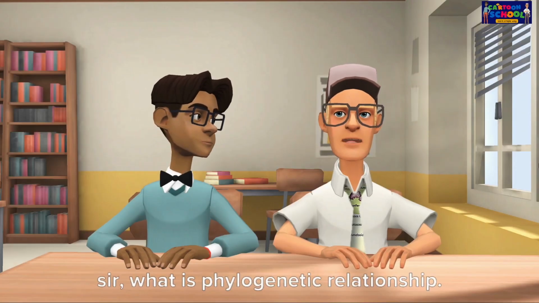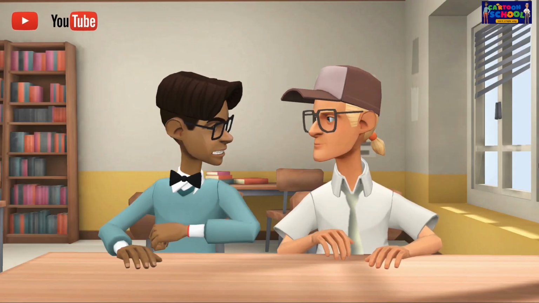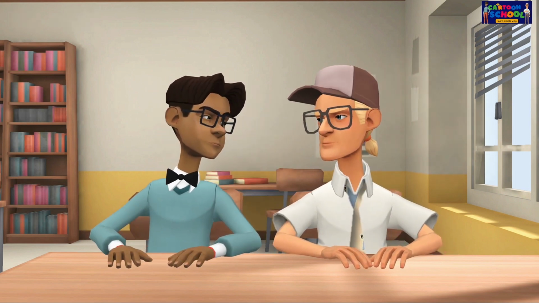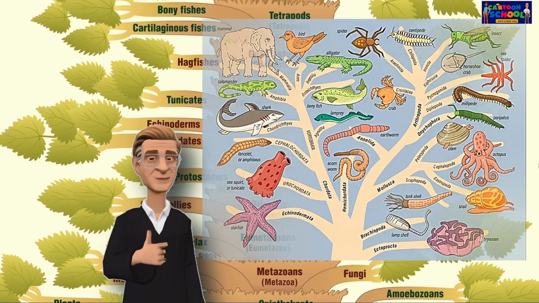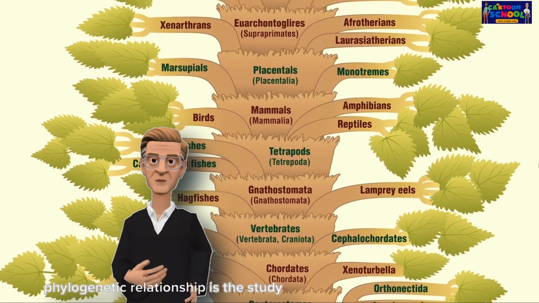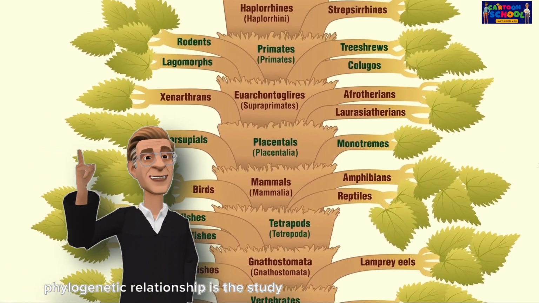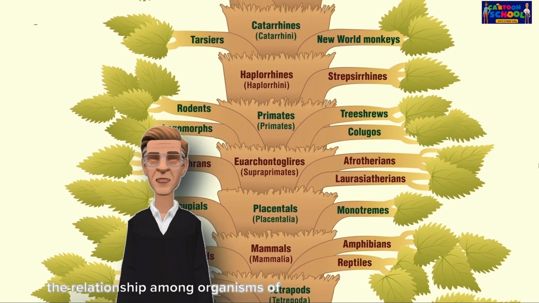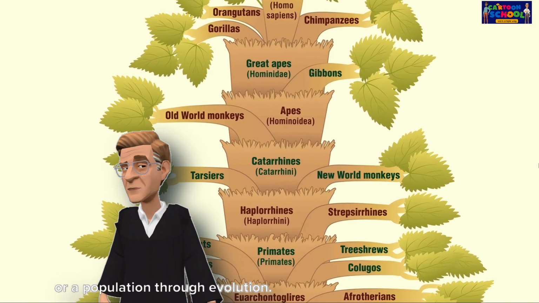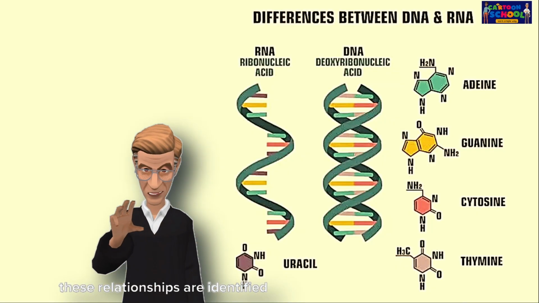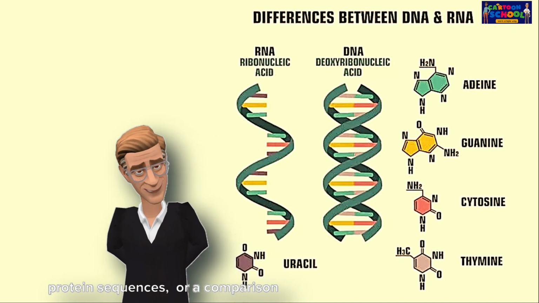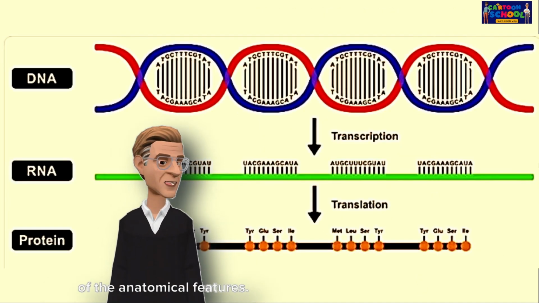Sir, what is phylogenetic relationship? Phylogenetic relationship is the study of the relationship among organisms of species or a population through evolution. These relationships are identified using the similarities in DNA, RNA, protein sequences, or a comparison of the anatomical features.